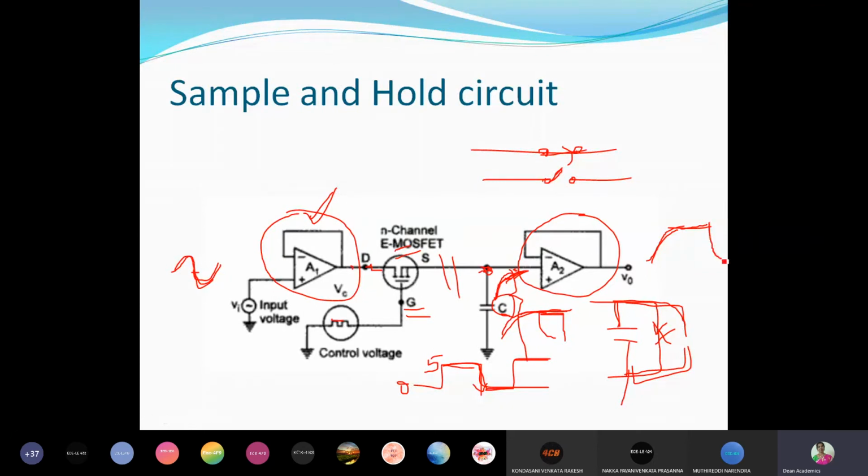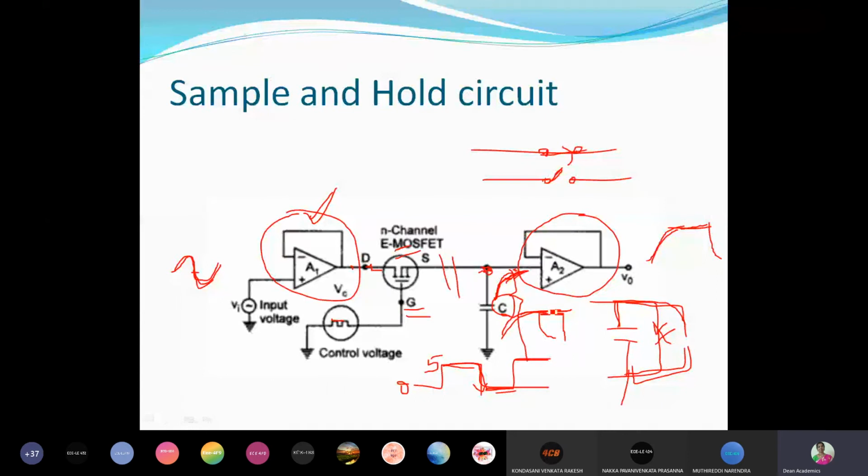So it will come to the lower value, and the same value will be available at the output. Now, how long will it stay there? Next time the switch is off, so that low voltage it will maintain for some time, as long as this switch is off.